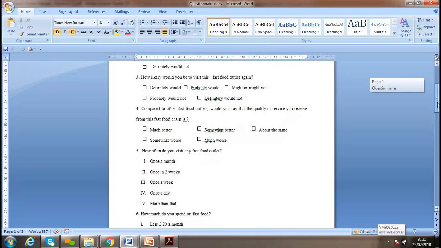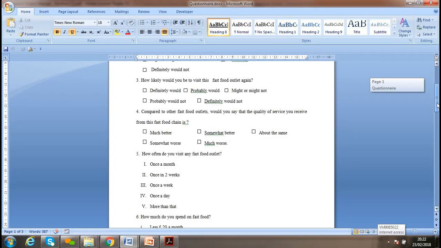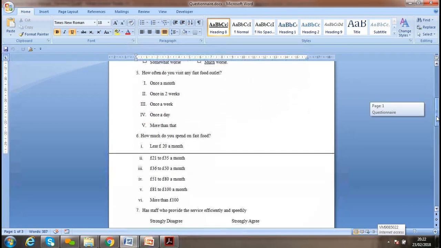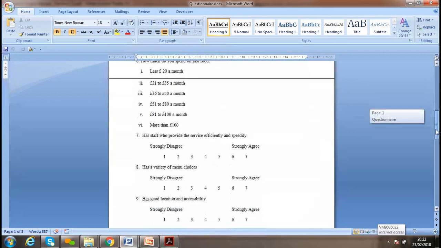Okay, compared to other fast food outlets, would you say the quality of the food you receive from this fast food chain is much better or worse? How often do you visit? How much do you spend on fast food?